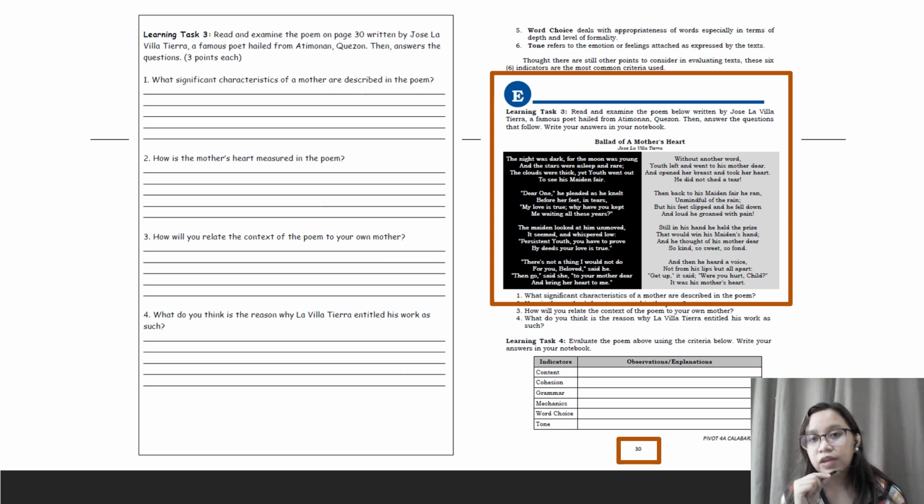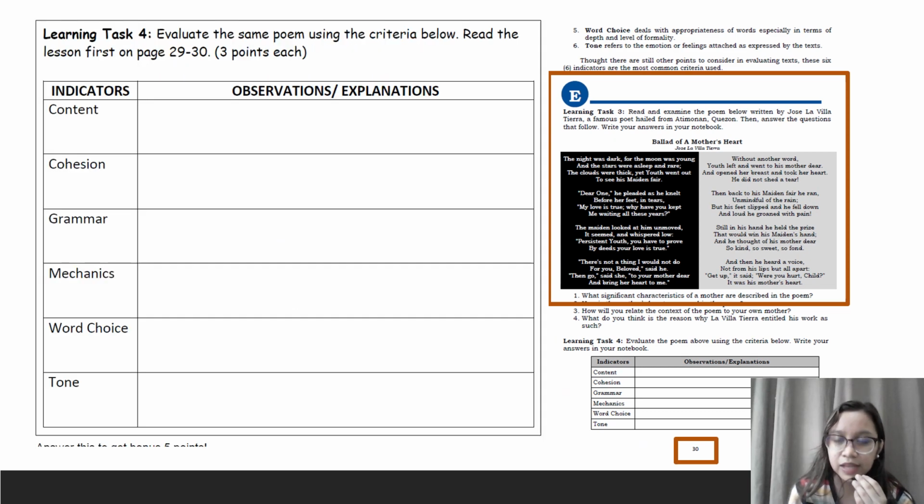So it is a story about how a mother's heart is being described. Tungkol saan daw ba ito? It's about the love of a mother. So you have to answer these questions. And then, pag nasagutan nyo na daw yung questions, ito naman po yung sasagutan ninyo. Dito na natin i-apply yung mga content, cohesion, grammar, mechanics.